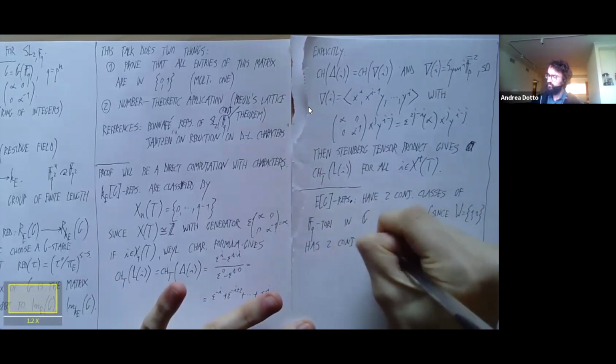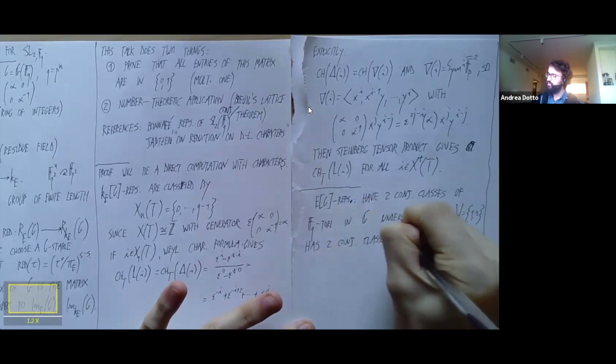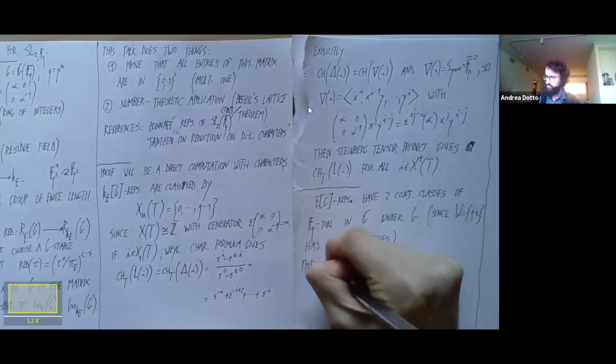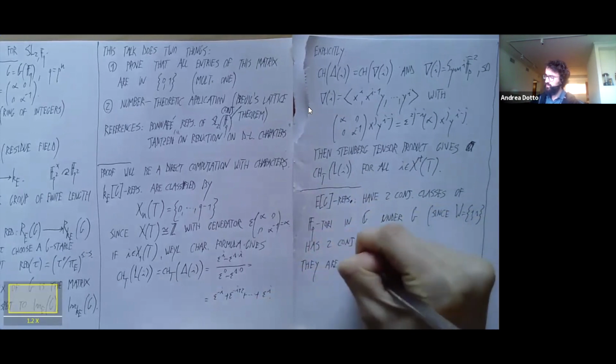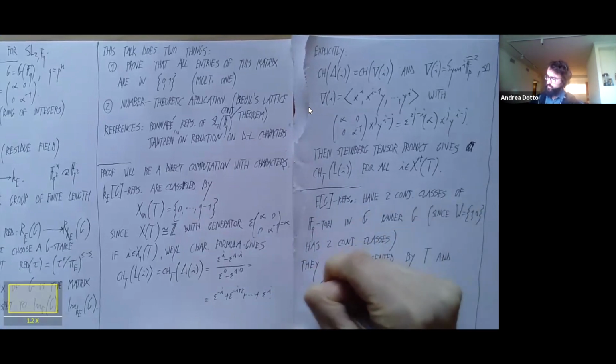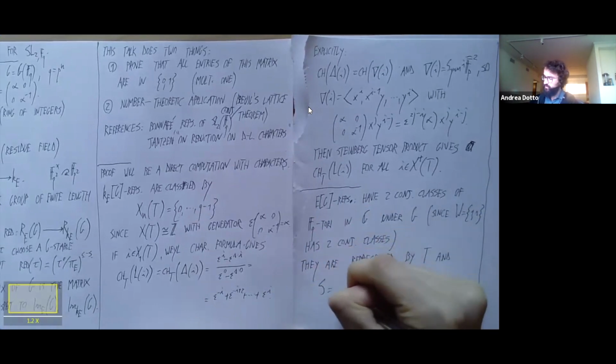So one of them I've already told you what it is. And it's the diagonal one. And the other one is going to be a non-split torus that I'll write down in a second. So they are represented by T and this, which is going to be a non-split maximal torus.